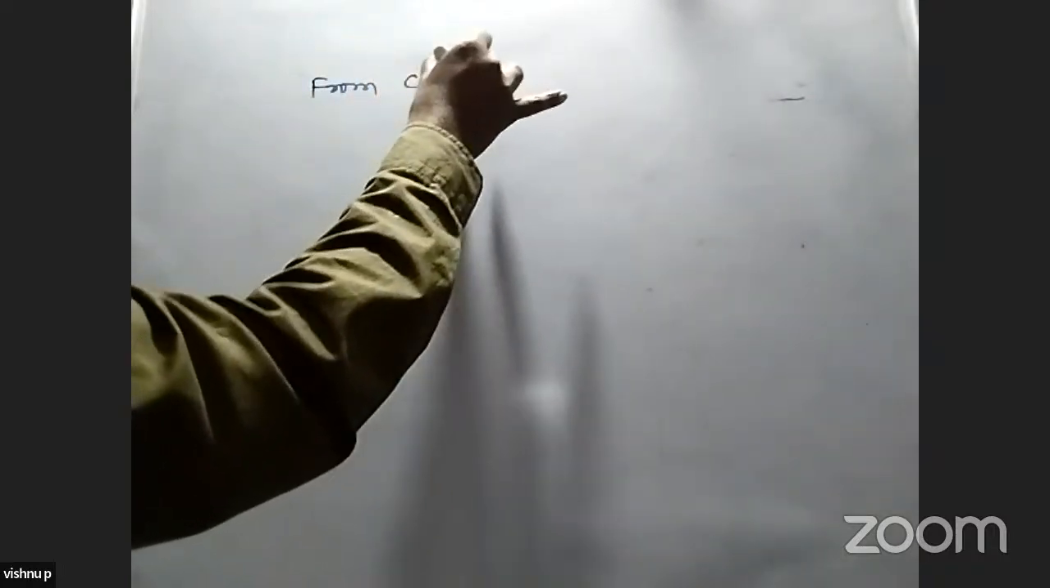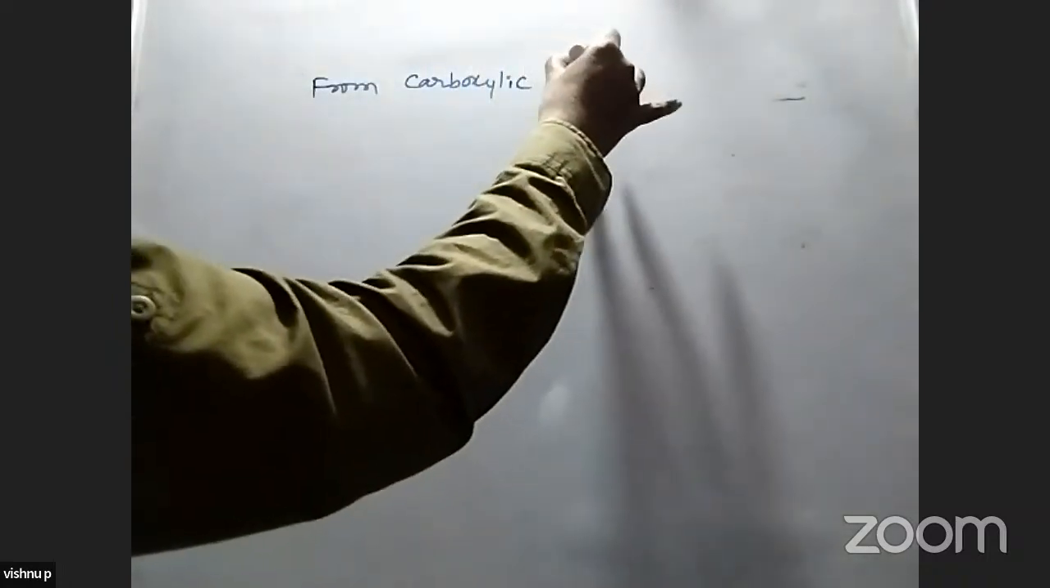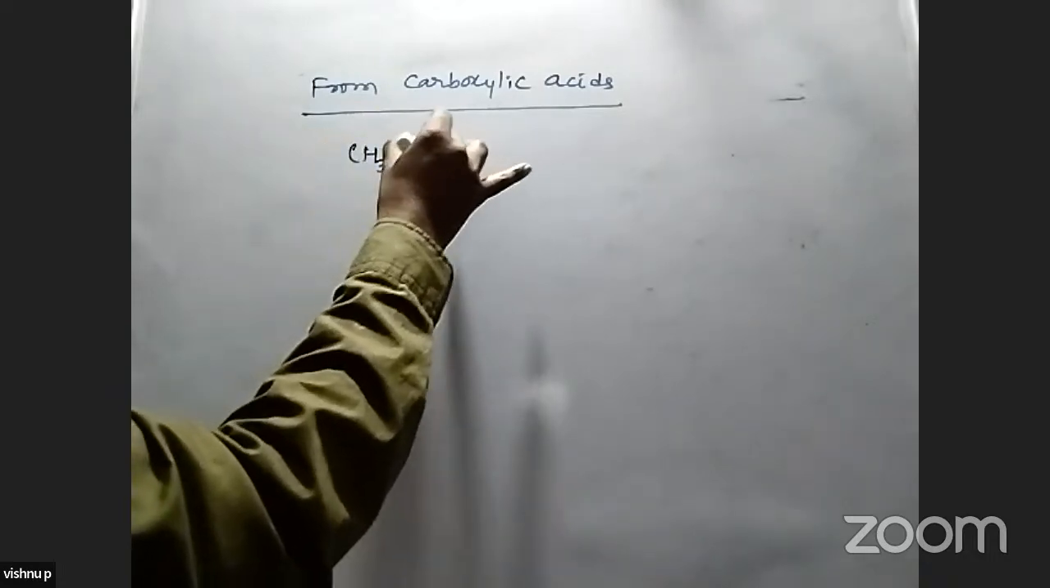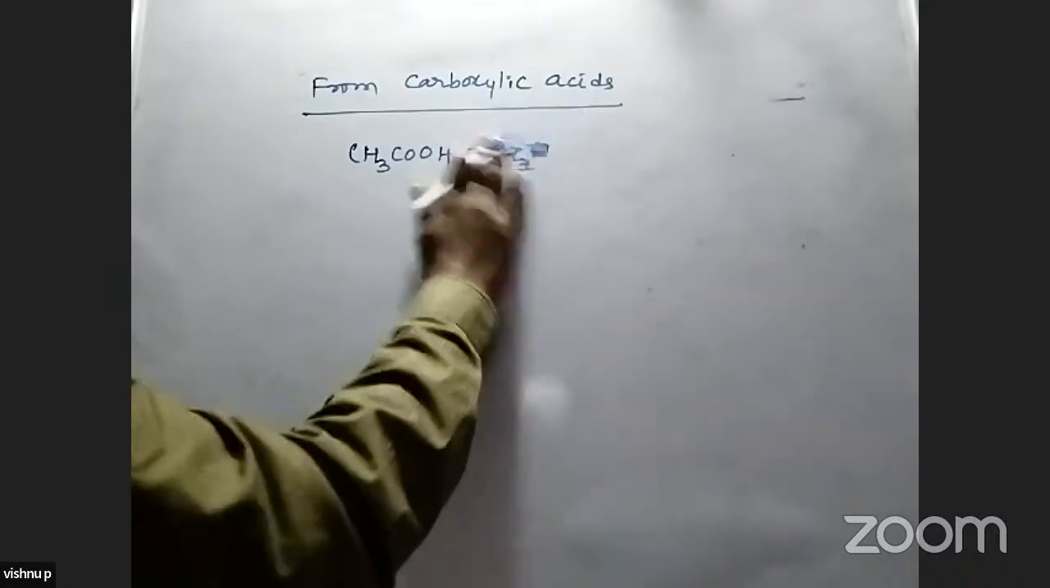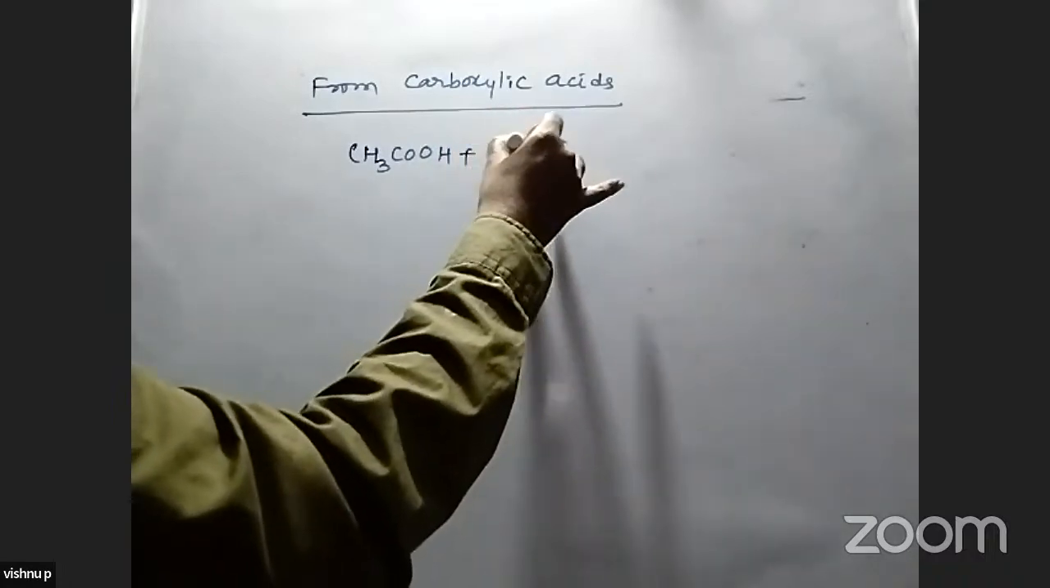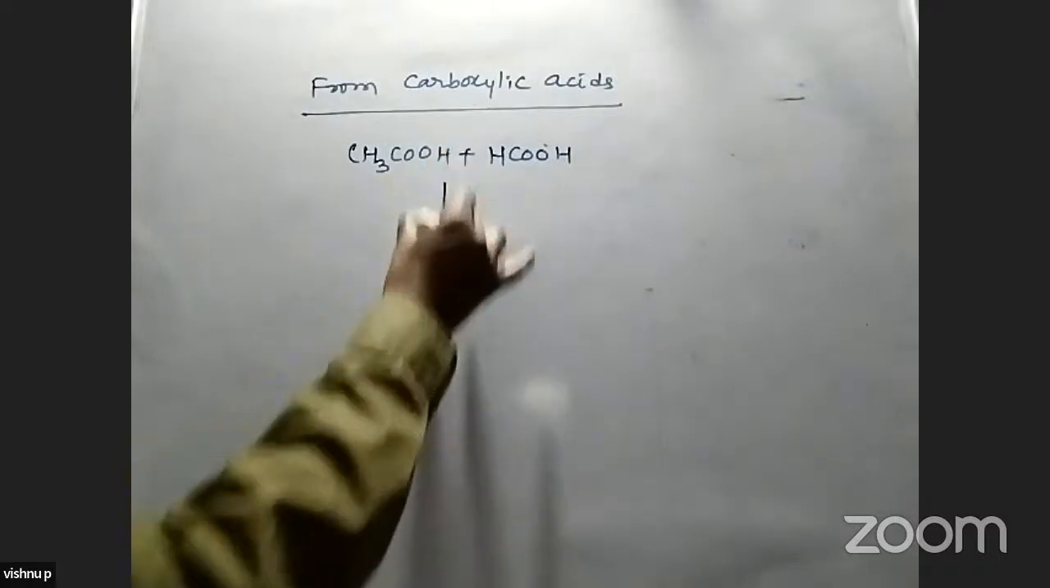The next important preparation is from carboxylic acids. Next preparation method is from carboxylic acids. So we take an example, acetic acid or ethanoic acid, and one more, formic acid or methanoic acid. We take the mixture of ethanoic acid and also methanoic acid.